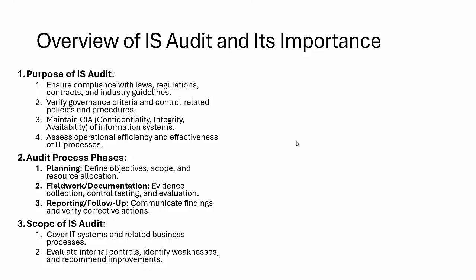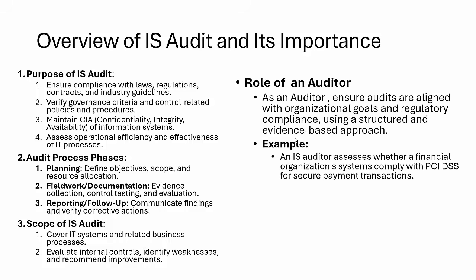Now the question is, when you're doing the CISA certification and you see this exam, what is your role from an auditor's perspective? Because you have to think like an auditor. Your role throughout the journey of the CISA exam is not to implement, not to configure. Your role is to assess and notify. That's it. So every slide of mine has this pointer. What is the role of an auditor in the IS audit? As an auditor, he ensures the audits are aligned with the organization's goals and regulatory compliance by using a structured and evidence-based approach. One thing is that you cannot simply say anything to anyone unless you have evidence.